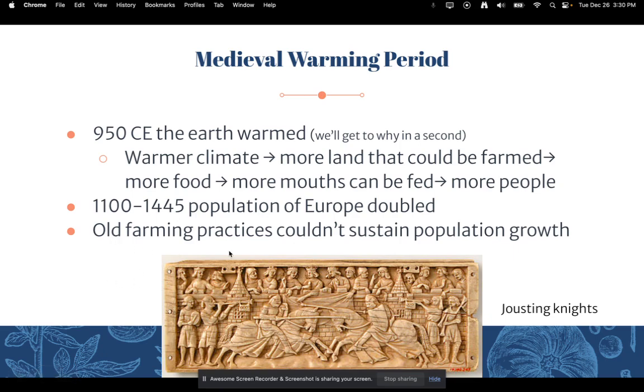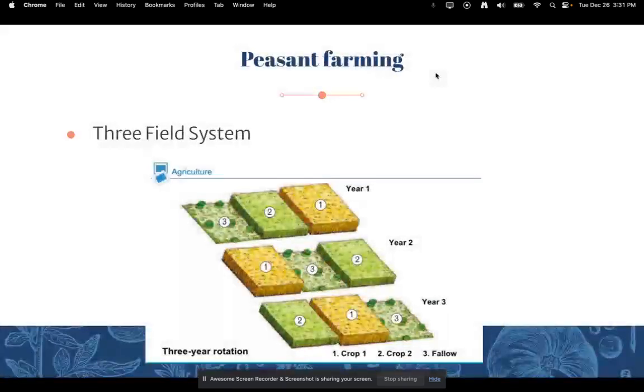And old farming practices couldn't sustain the population growth anymore. So something new had to come into place. It's called the three field system. I don't have this highlighted as a vocab word, but it is important to know in the revolution of agriculture.